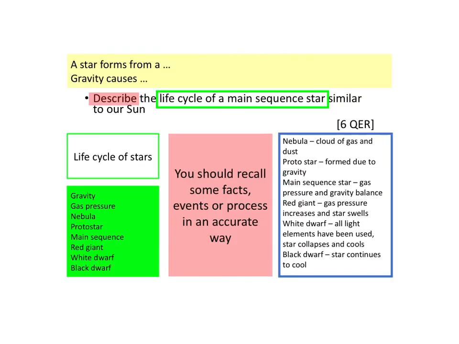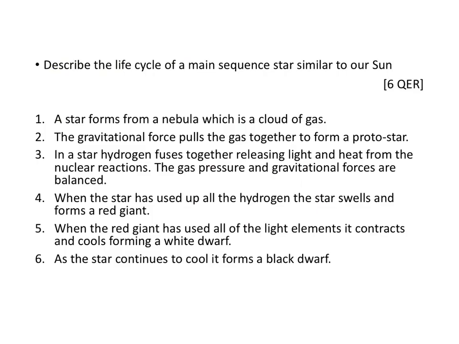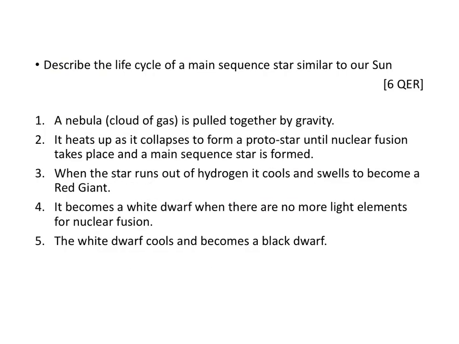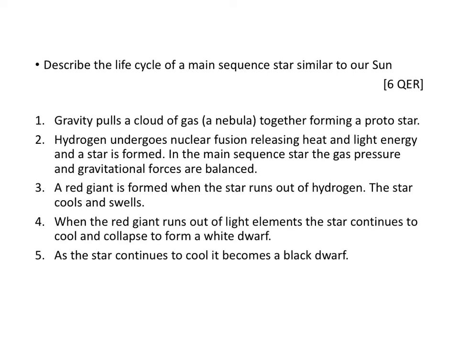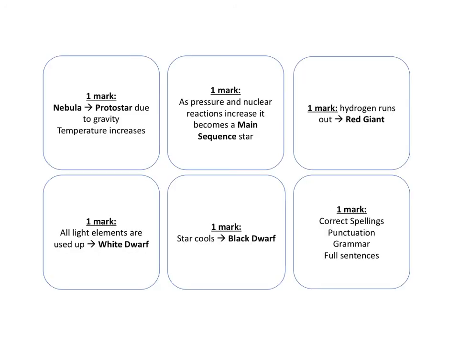How can I start my answer? A star forms from, or gravity causes... So a star forms from a nebula, which is a cloud of gas, or gravity causes a cloud of gas to collapse. It starts getting warm and forms a protostar. Here are some examples of answers written by previous classes. You can use those to help you. Don't just copy them because it won't help you. And there's your scheme.